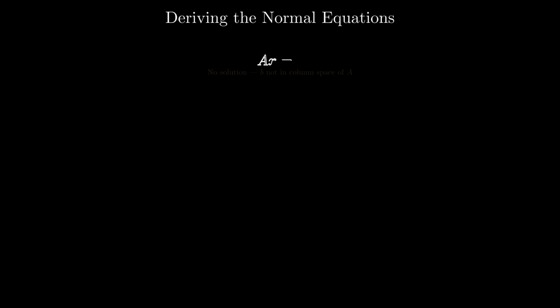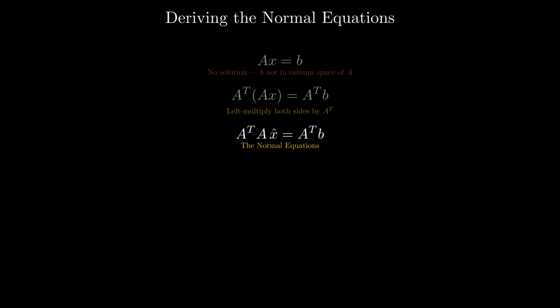Here's the key move. We start with Ax equals b, which has no solution. Now, multiply both sides on the left by A transpose. We get A transpose A times x hat equals A transpose b. This is a very important equation, so let's box it up. It's called the normal equations.